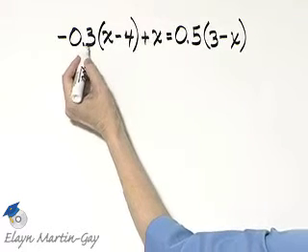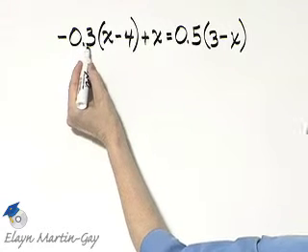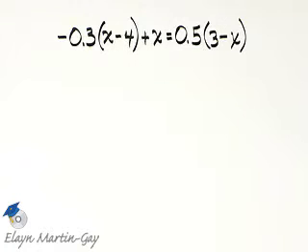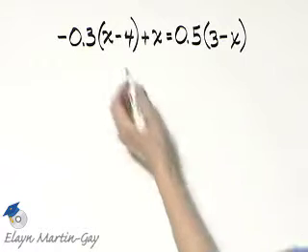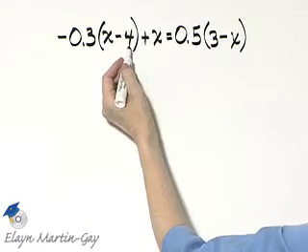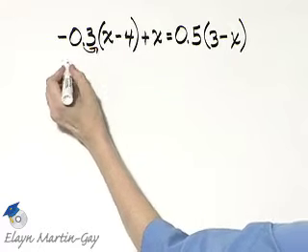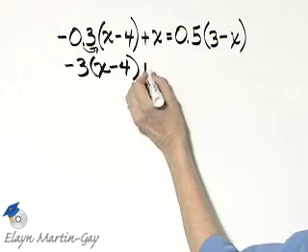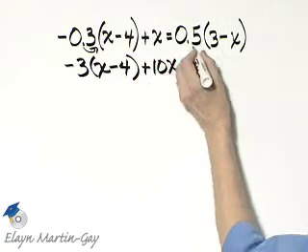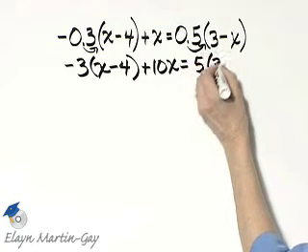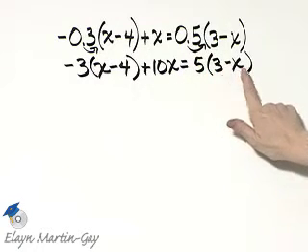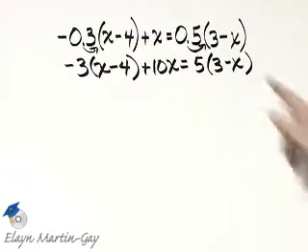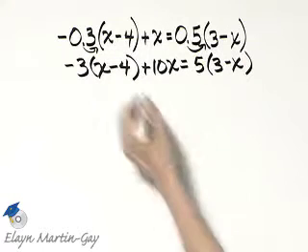Now, if I multiply this by 10, because this will be multiplied by these two terms within the parentheses, I will in effect have multiplied all terms here by 10. So this by 10, it becomes negative 3 times x minus 4. This by 10 becomes 10x equals, and then this by 10, 5 times 3 minus x. Again, I've taken care of what's inside parentheses because it will be multiplied by this 5, which was earlier multiplied by 10. Now let's continue.